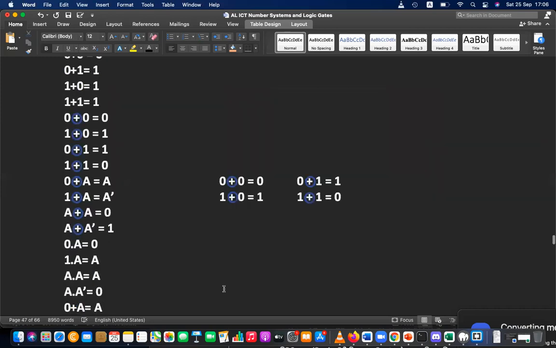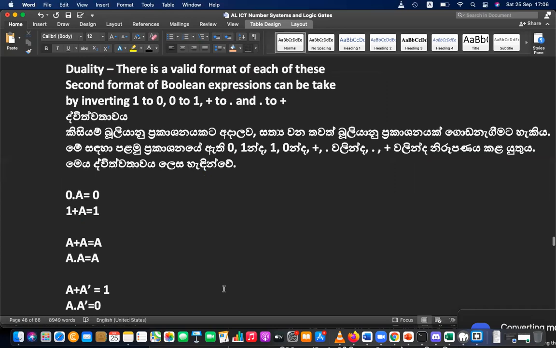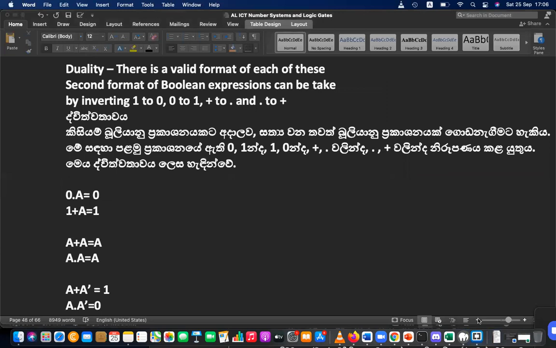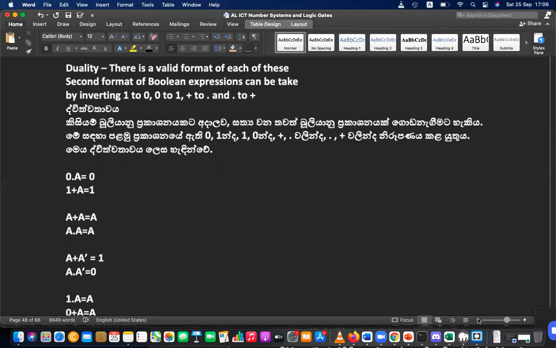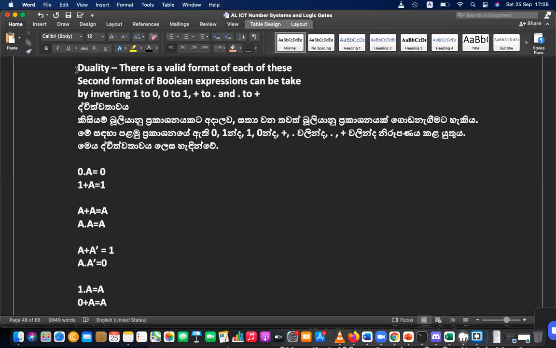Now it's time to write this down, and also show some examples about duality. So please write down about duality and also show these examples about duality. These are the examples. Please write that down and let me know.